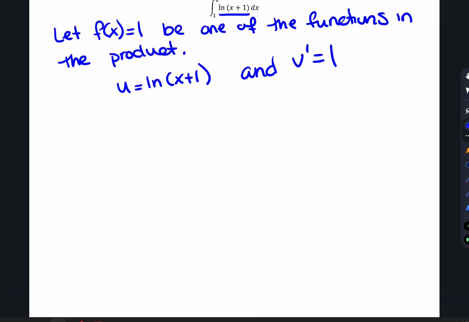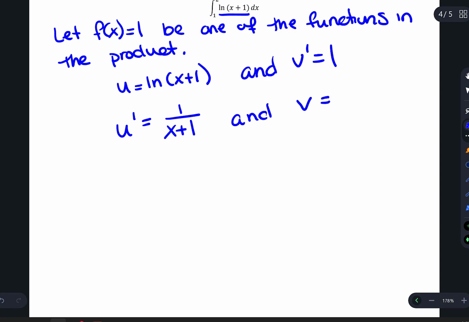All right, so now taking the derivative of u, notice that's going to be 1 over x plus 1, I'm tongue-tied here. And then, of course, we're applying the chain rule, but notice that the derivative of the inner function here, x plus 1, is just equal to 1. And then if we integrate 1, of course, that's just going to be equal to x.